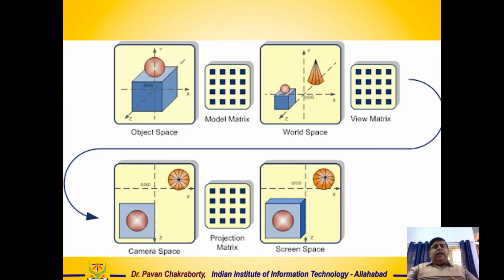Here again I move from object space. I move in by the model matrix. I go into the world space. World space, by the viewing matrix, and obviously I've got the camera space, which again projects it to the screen space which is here.